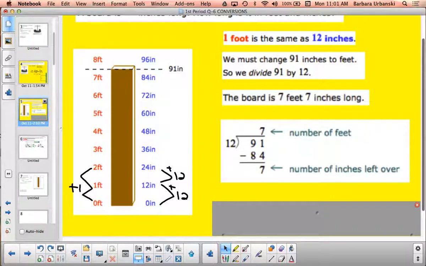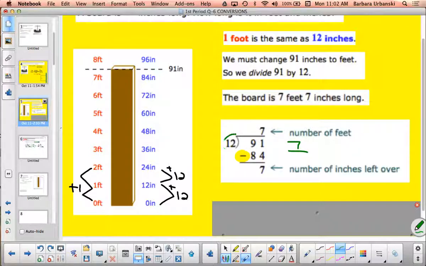Well, we performed our long division. We have our 91 inches, and we're dividing by 12, which is our divisor. Our dividend would have been the 91. We would have just performed our long division, and we would know that 7 times 12 would give us 84. Show your sign of operation, which would be your subtraction, and the number left is going to be 7. So we would have 7 inches left over because it would actually be 7 out of the 12. So 7 feet, 7 inches.